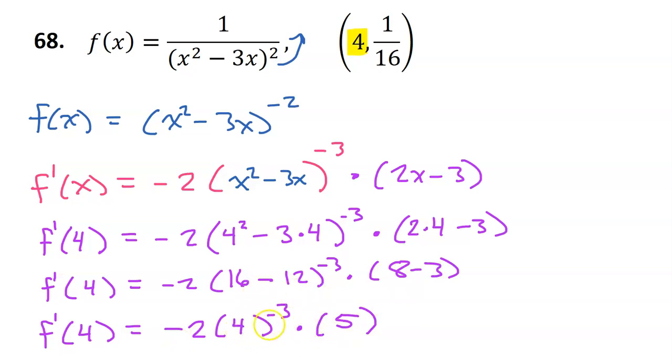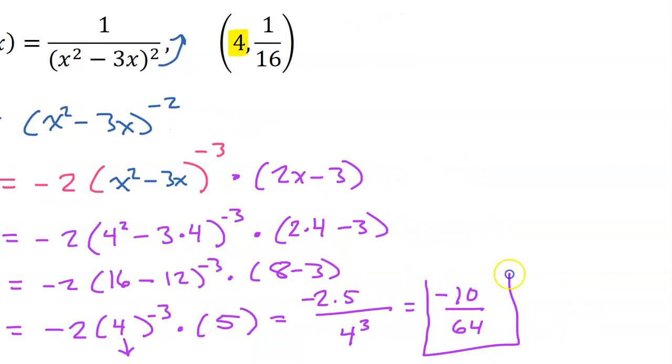The 4 to the negative 3 power, let's just drop this down to the denominator. So we're going to have 4 to the 3rd power in the denominator. That's going to leave the negative 2 times 5 in the numerator. So this will be negative 10 over 64. So you could leave this as your answer. Nothing wrong with that. Or you could reduce this. So this would be negative 5 over 32.